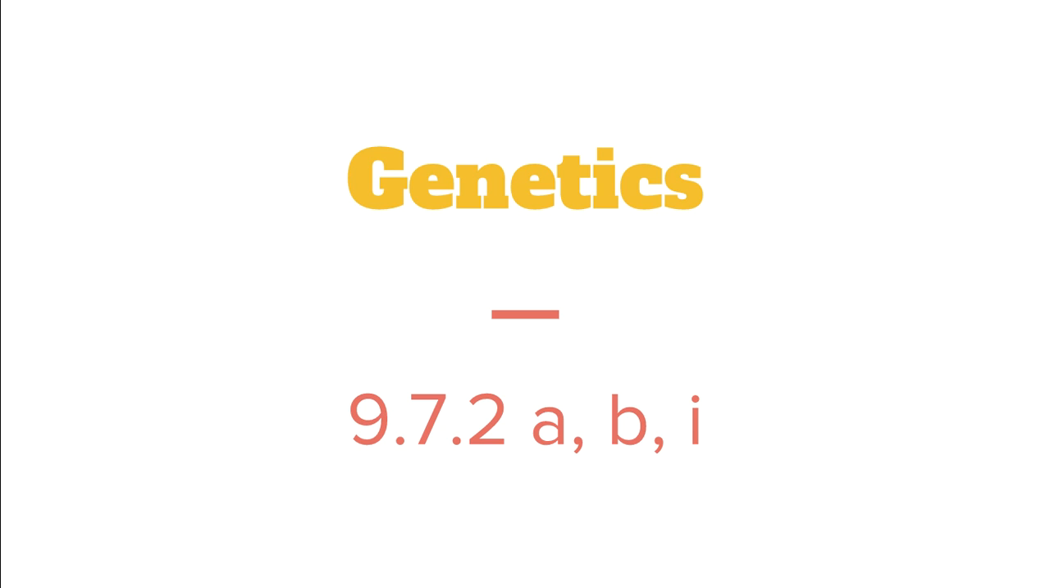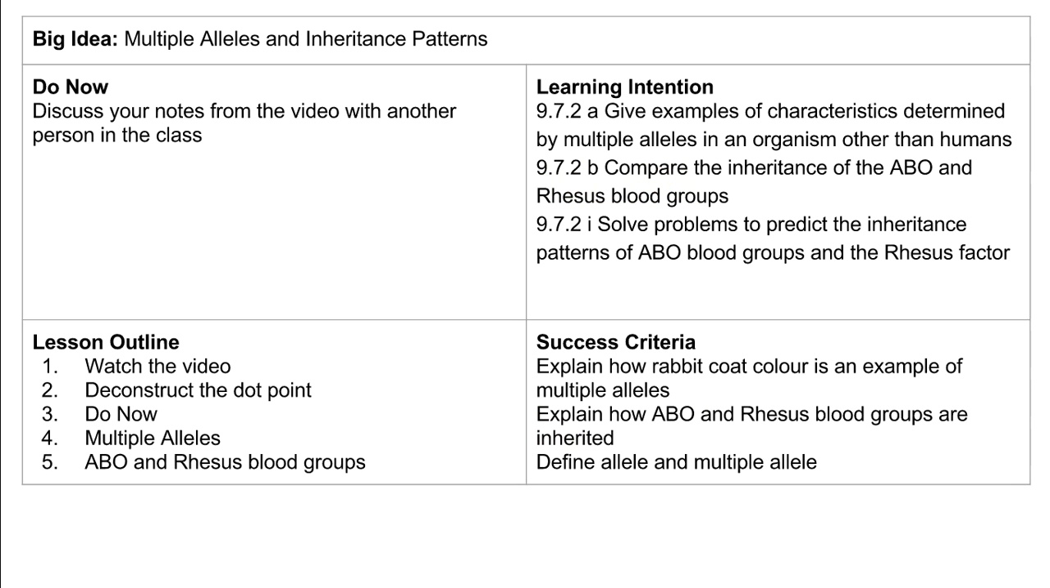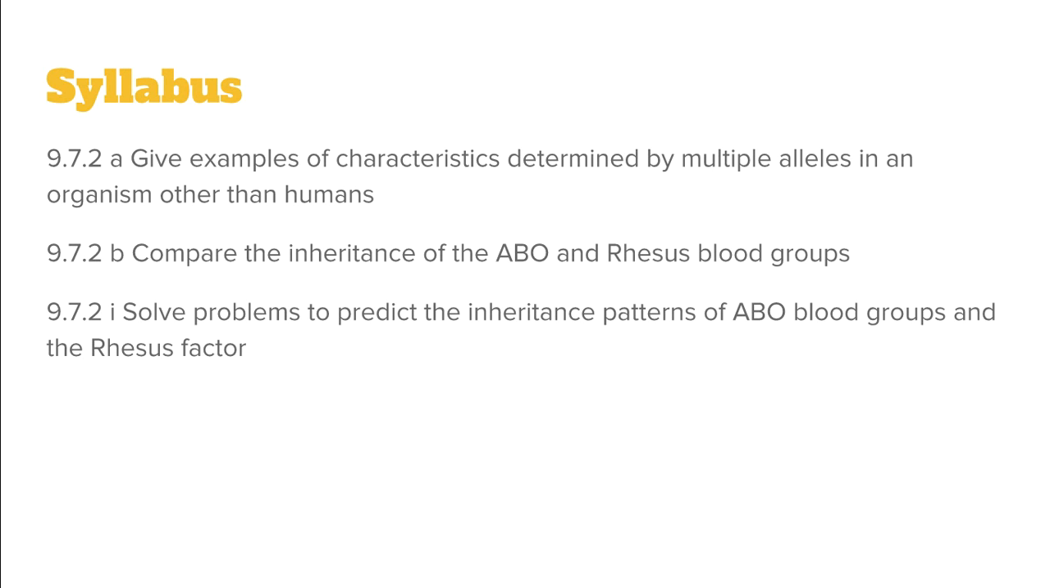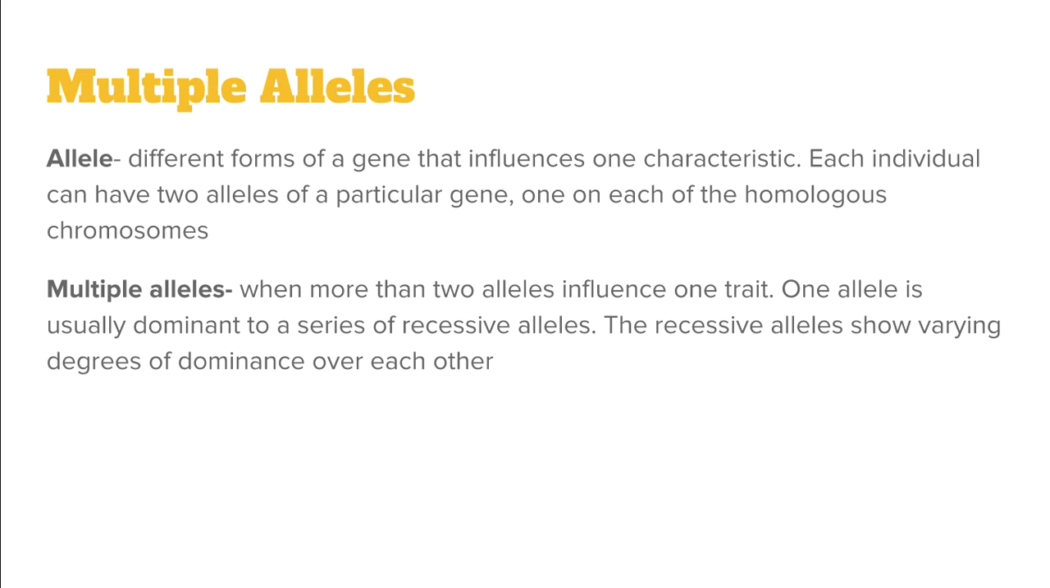Welcome to video 2 of Genetics, the Code Broken. In this video, we're going to be looking at multiple alleles and inheritance patterns, looking at blood groups of both the ABO and the rhesus type. And then, just like before, you're going to be able to solve some problems comparing the inheritance of these groups.